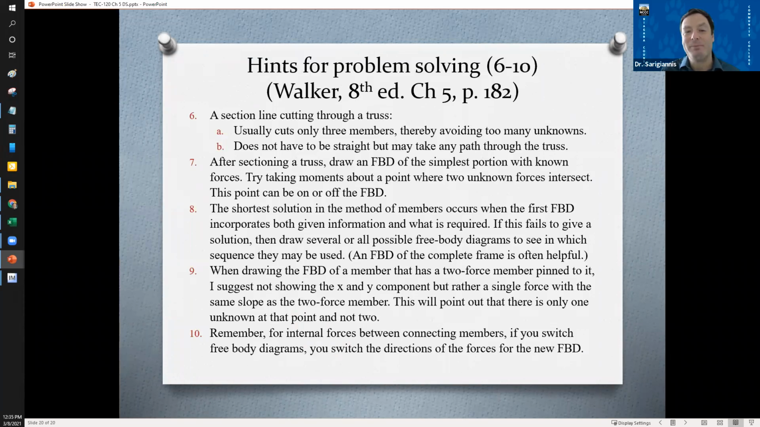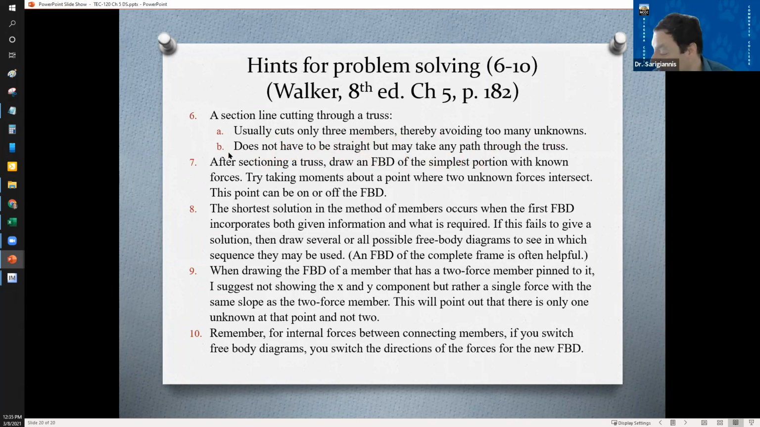Method of sections, right? This is useful if you're trying to figure out just a few forces in some members in the middle of a truss. This way you don't have to do a lot of work to use method of joints to get yourself into that section, right? It just helps you shortcut the problem. And you want to try to cut only 3 members to avoid too many unknowns, right? And you don't have to have a straight cut. You can actually take a path through the truss.